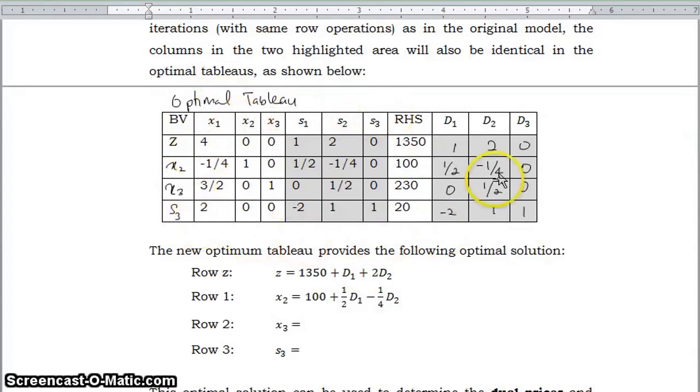This new optimum tableau provides the following optimal solution. Before this, we know that the value of Z is equal to 1350. But now we need to consider D1, D2, and D3 in every right-hand side. Therefore, in row 0, Z is equal to 1350 plus D1 plus 2D2 plus 0 D3.